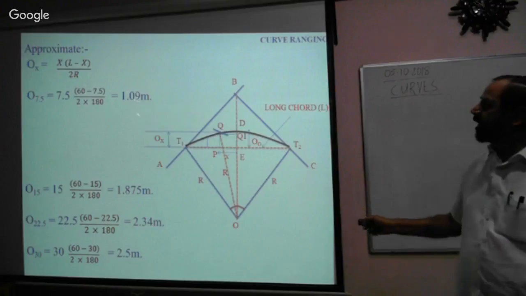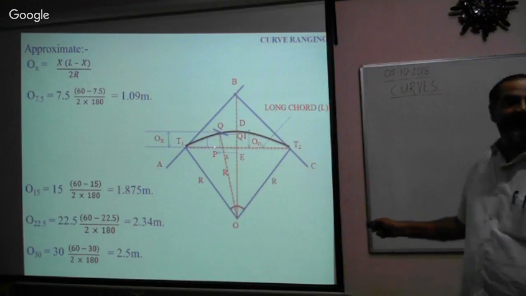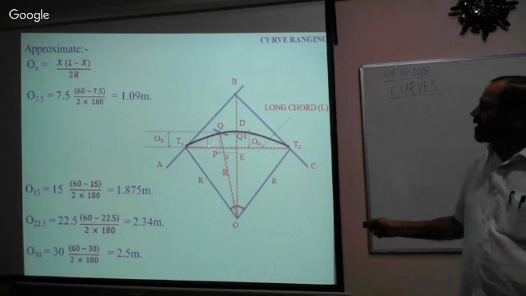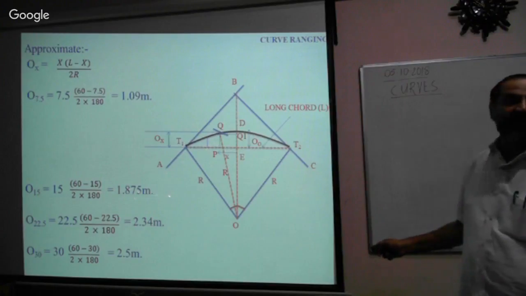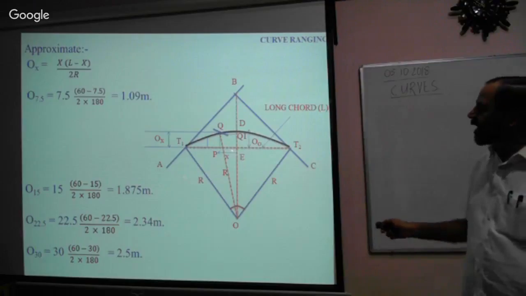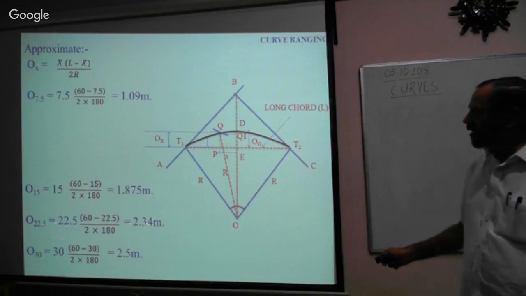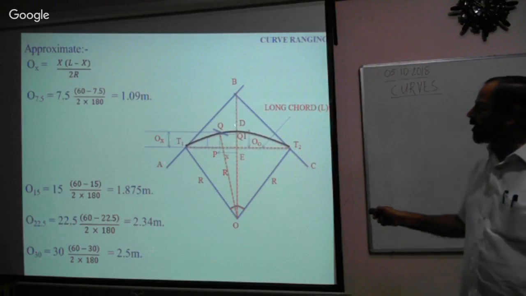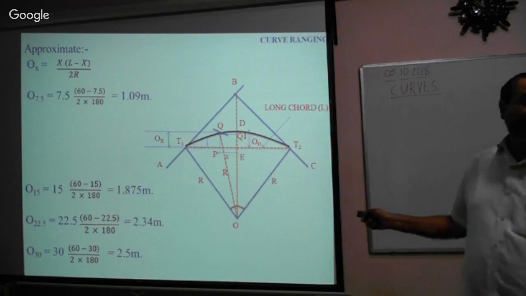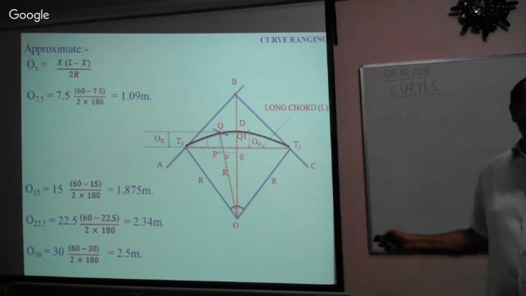Now this is at a distance from here to here. That is the ordinate. The second ordinate at a distance of 15 meter, we get 1.875 meter. The third ordinate we get is 2.34 meter. And the fourth ordinate, O30, at 30 meter, is 2.5 meter. This is the calculation part done.